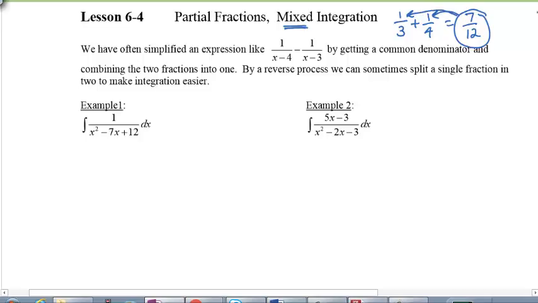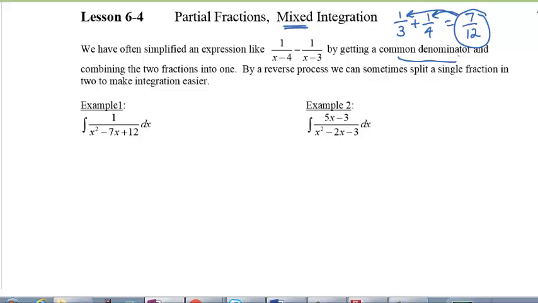So, it says we have often simplified expressions like this. So these are rational expressions now. 1 over x minus 4 minus 1 over x minus 3. How do we do that? Well, you get the common denominator, and then you combine the two fractions into one. So once again, our goal today is to reverse the process. And we want to reverse the process because sometimes splitting a single fraction into two separate, simpler fractions makes it much easier for us to integrate.